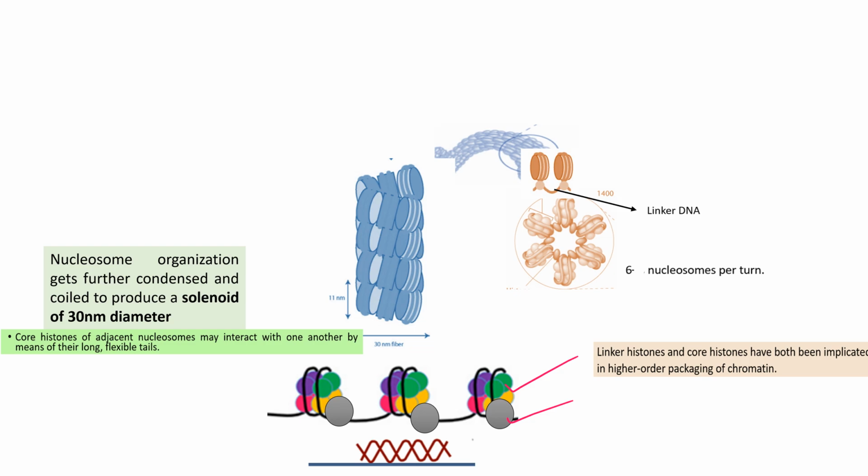Linker histones and core histones have both been implicated in higher order packaging of chromatin. Core histones of adjacent nucleosomes may interact with one another by means of their long flexible tails, which in turn stabilizes the 30 nm fiber. The structure is further stabilized by the histone H1 protein. These types of interactions are thought to mediate the folding of the nucleosome filament into a thicker fiber.